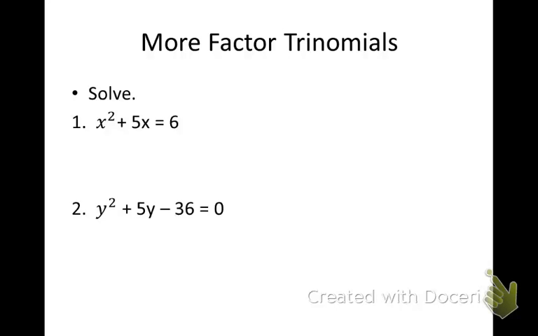We're going to continue with factoring trinomials, but we are going to solve equations now by factoring trinomials, so we need to use our zero product property. So the first thing we need to do is set our equation equal to 0. So if we subtract 6 from each side, we're going to get x squared plus 5x minus 6 equals 0. So now we need to look to factor it.